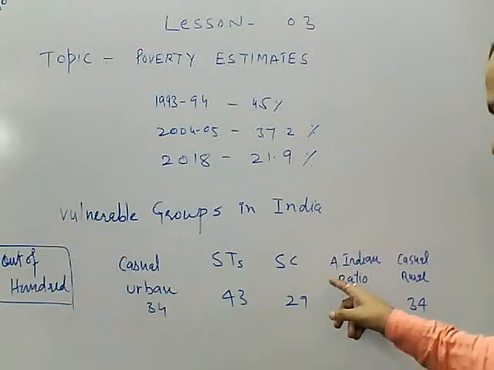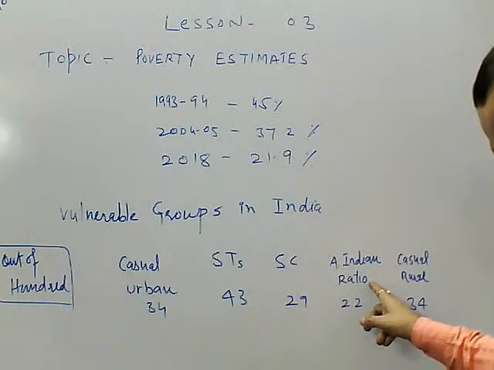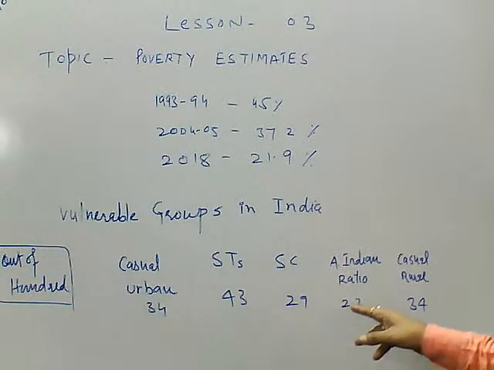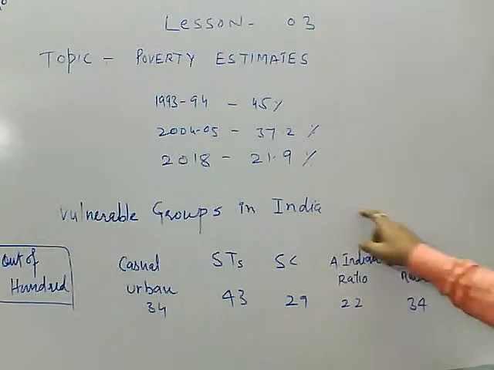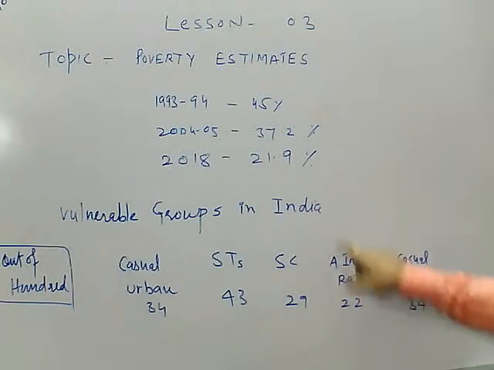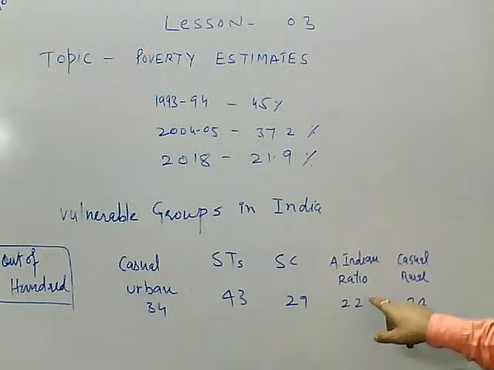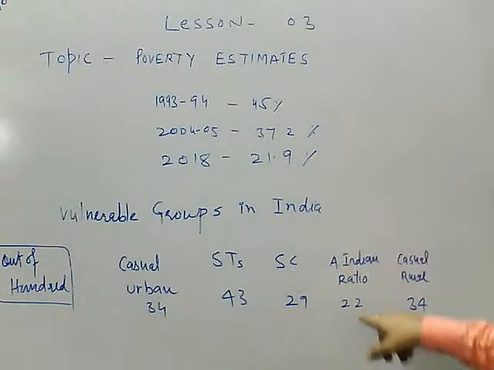Okay. So if you talk about the all India ratio, the average Indian poverty ratio, it is around 22%. The average Indian population poverty ratio is 22%.